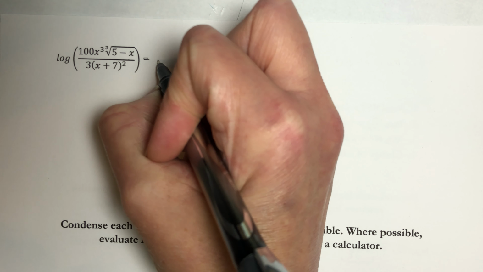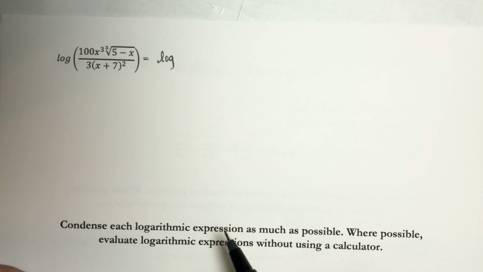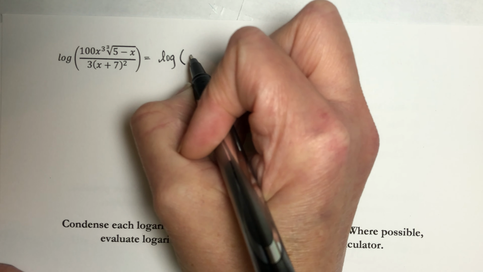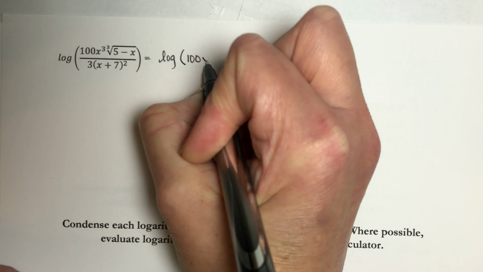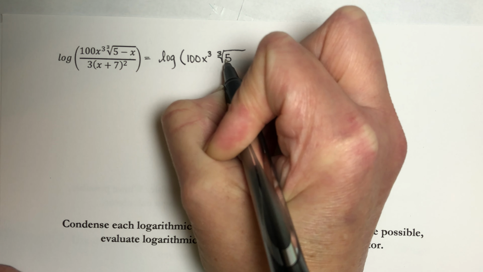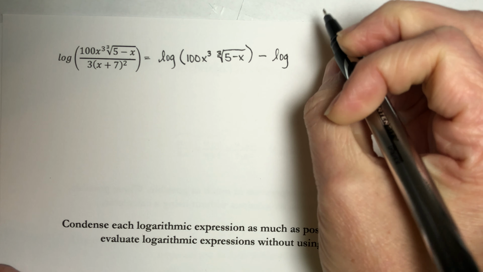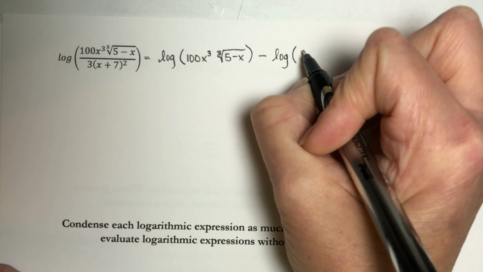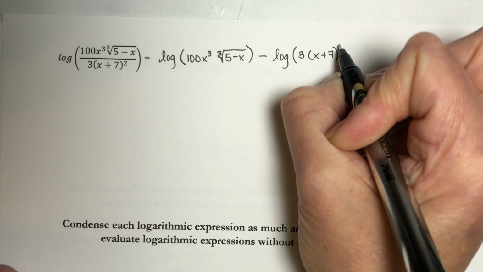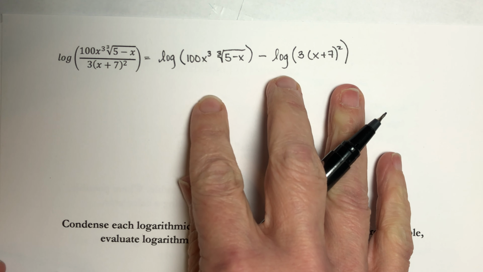This is the same thing as log. This is base 10, understood base 10. Okay, so this is log of the entire numerator minus log the entire denominator. Okay, so now I'm going to keep splitting these up.